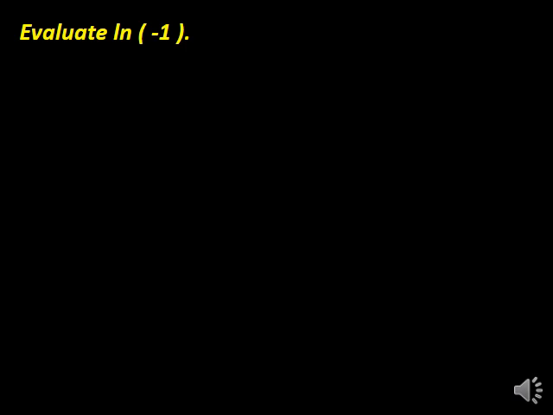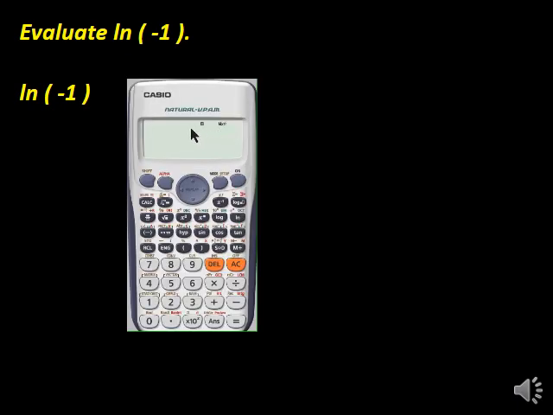Okay, evaluate the natural logarithm of negative 1. So ln of negative 1 is equal to, well, let's first convert negative 1 into its polar form. You can draw that in the Argand diagram and verify easily the equivalent of that number in the polar form. But in my case, I will use the calculator instead. So in the calculator, I write negative 1. Make sure that we are in radian, and that our calculator is set in complex mode.